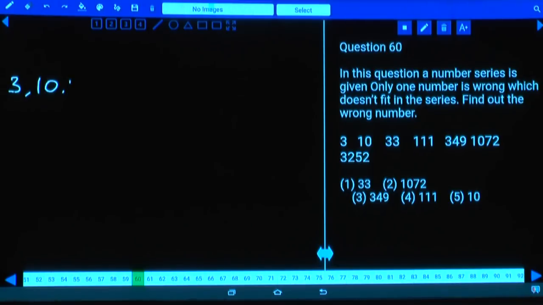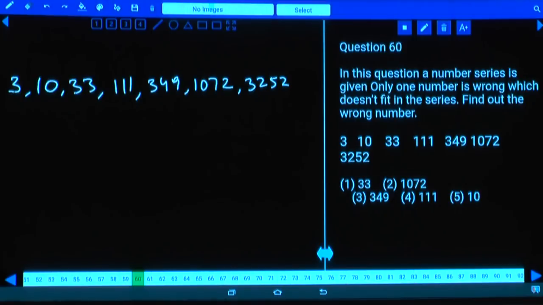If you observe here, the first and foremost thing we are doing in these types of number series questions is finalizing the pattern or the logic behind it, isn't it? First we are finalizing the model, then in that model we try to work out one or two different cases. The numbers are 3, 10, 33, 111, 349, 1072, 3252. Then in this, how can you express 3 and 10, tell me? In the case of combination, it is always better to start with the highest number, because 3 and 10 can be expressed in how many different ways?